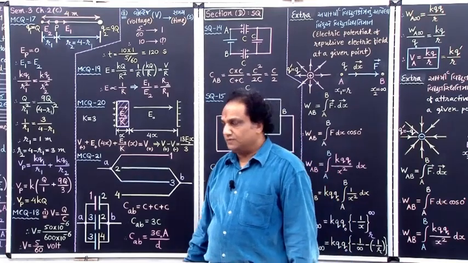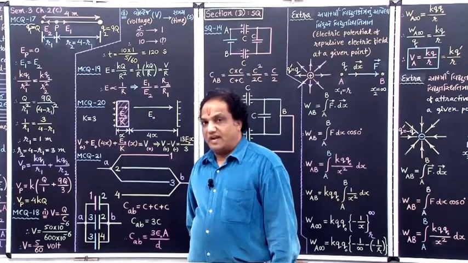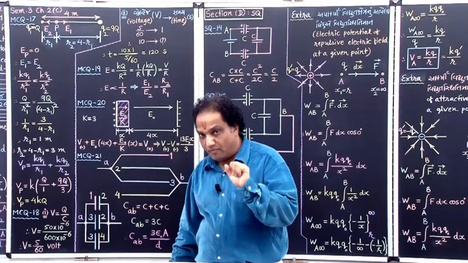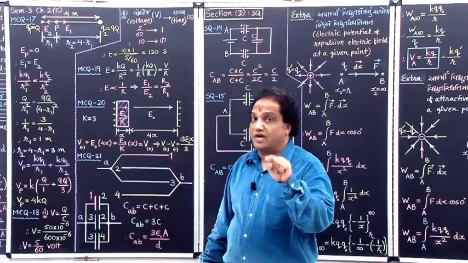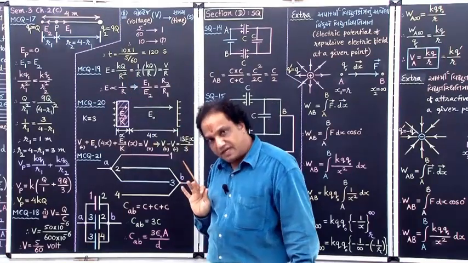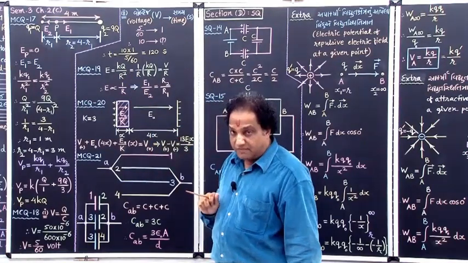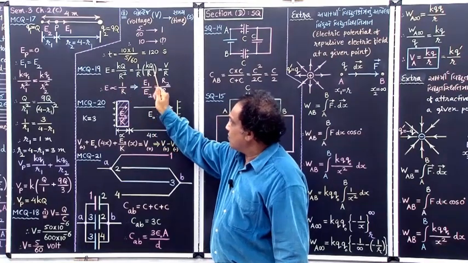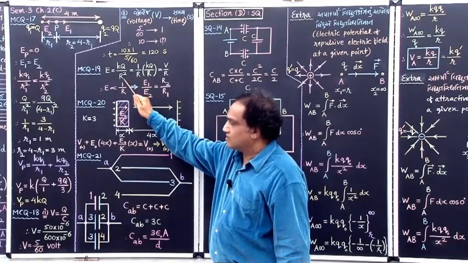Read it? Look. What is the magnitude of electric field on the surface of a charged sphere? By formula, K into charge upon radius square. Correct? Can you rewrite this term as 1 upon R into KQ upon R? Correct? R into R will be R square. Simple.